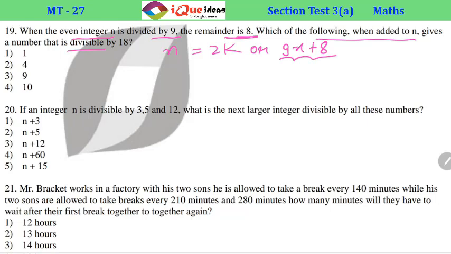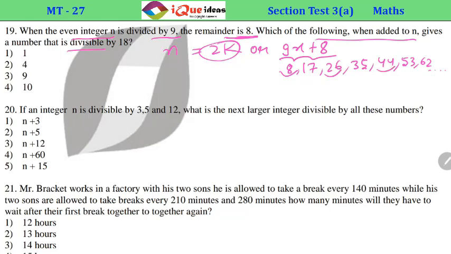If I take different values of x: for x equal to 0, it will be 8. For x equal to 1, 9 plus 8, 17. For x equal to 2, 18 plus 8, 26. Then 3, 27 and 8, 35, then 44, 53, 62 and so on. Out of them the even numbers are 8, 26, 44, 62 and so on. So the value of n is eventually either 8 or 26 or 44 or 62 and so on.